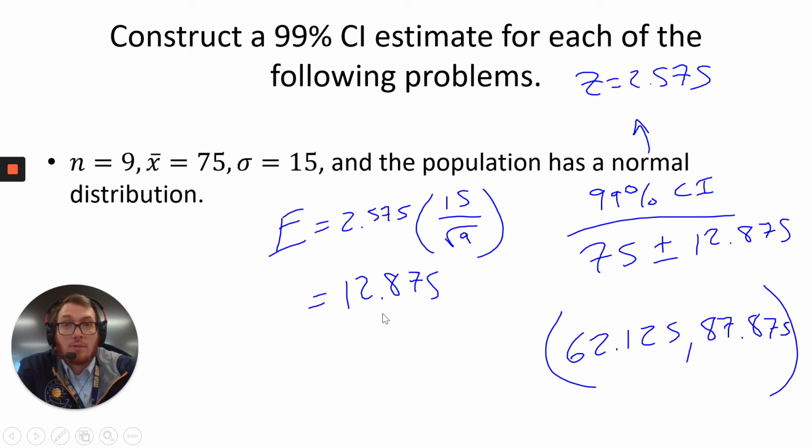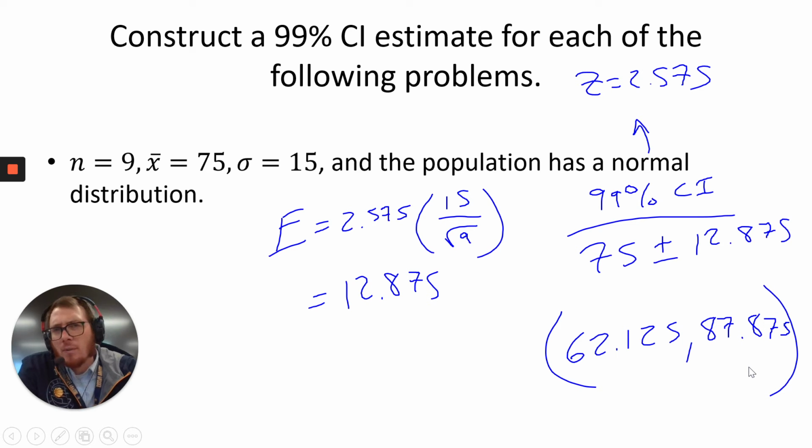This is a normal situation with sigma known. So the margin of error, 2.575 times the standard deviation of 15 divided by root 9, and I should get 12.875. The confidence interval then is 75 plus or minus that 12 number, which becomes this final answer down here, the 62 up to the 87.